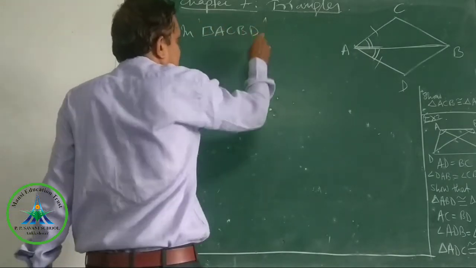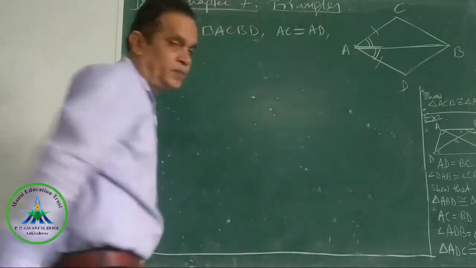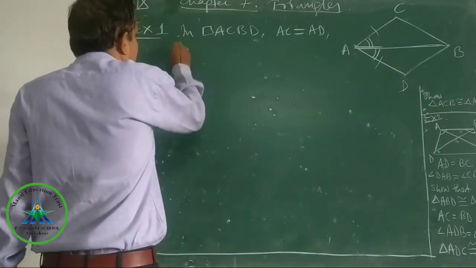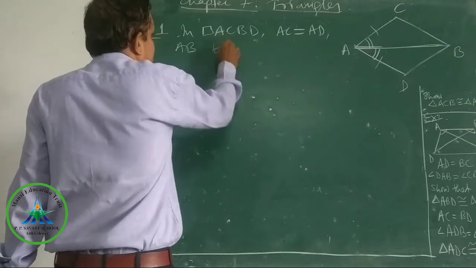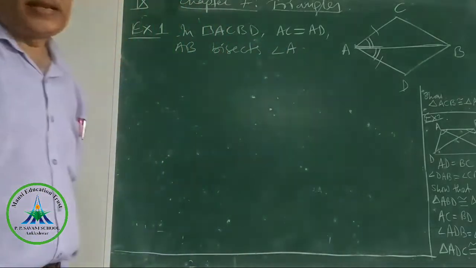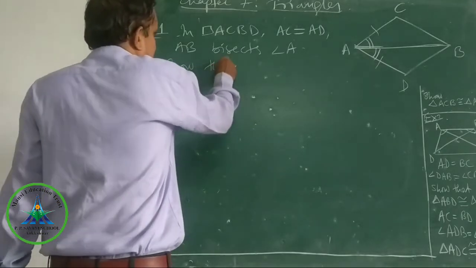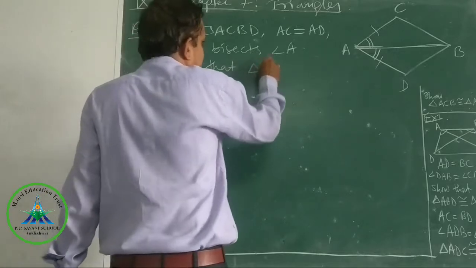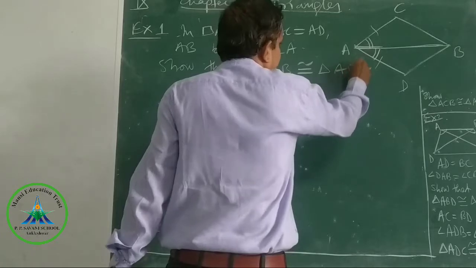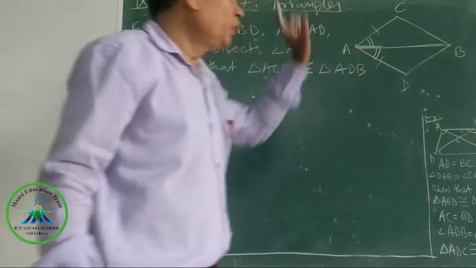Okay, example: in quadrilateral ACBD, AC equal to AD, and AB bisects angle A. Show that triangle ACB is congruent to triangle ADB. Okay, we are asked to prove this.